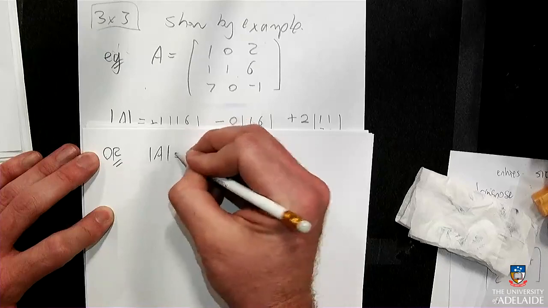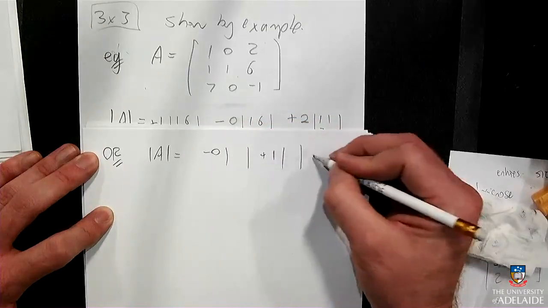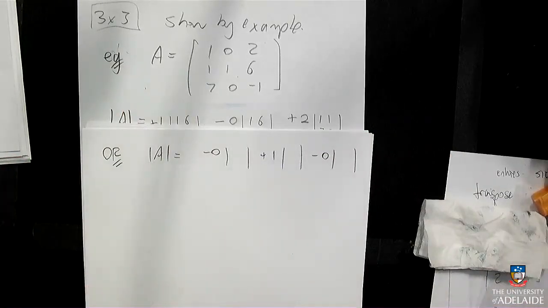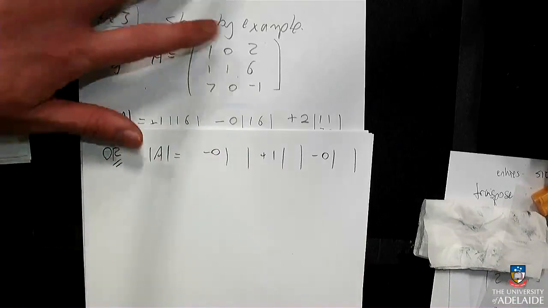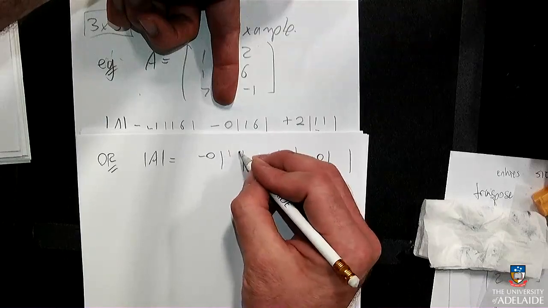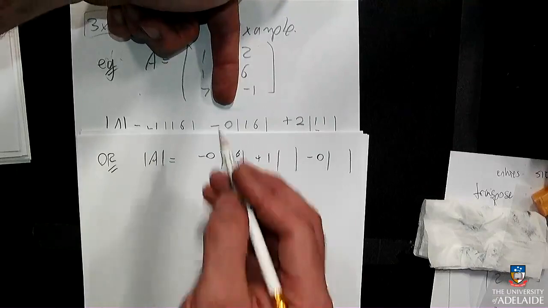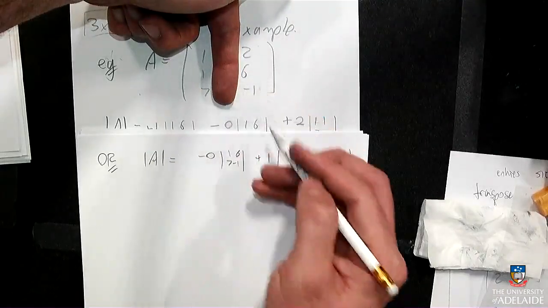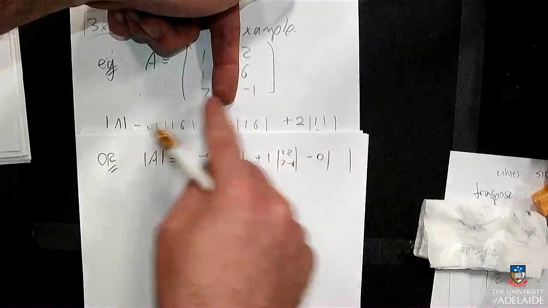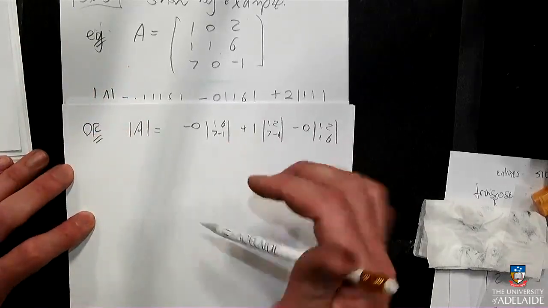The determinant of A is minus 0 times the determinant plus 1 times the determinant minus 0 times the determinant. And let's see, if I can do it with my fingers, I don't have to have a plastic sleeve. When I'm in this middle column and I cross out the first row, I get 1, 6, 7 minus 1. Not that I care because there's a 0 there. And if I'm in the middle column and I cross out the middle row, I'll get 1, 2, 7 minus 1. And if I'm in the middle column and I cross out the bottom row, I'll get 1, 2, 1, 6. And I don't care what either of these two is.